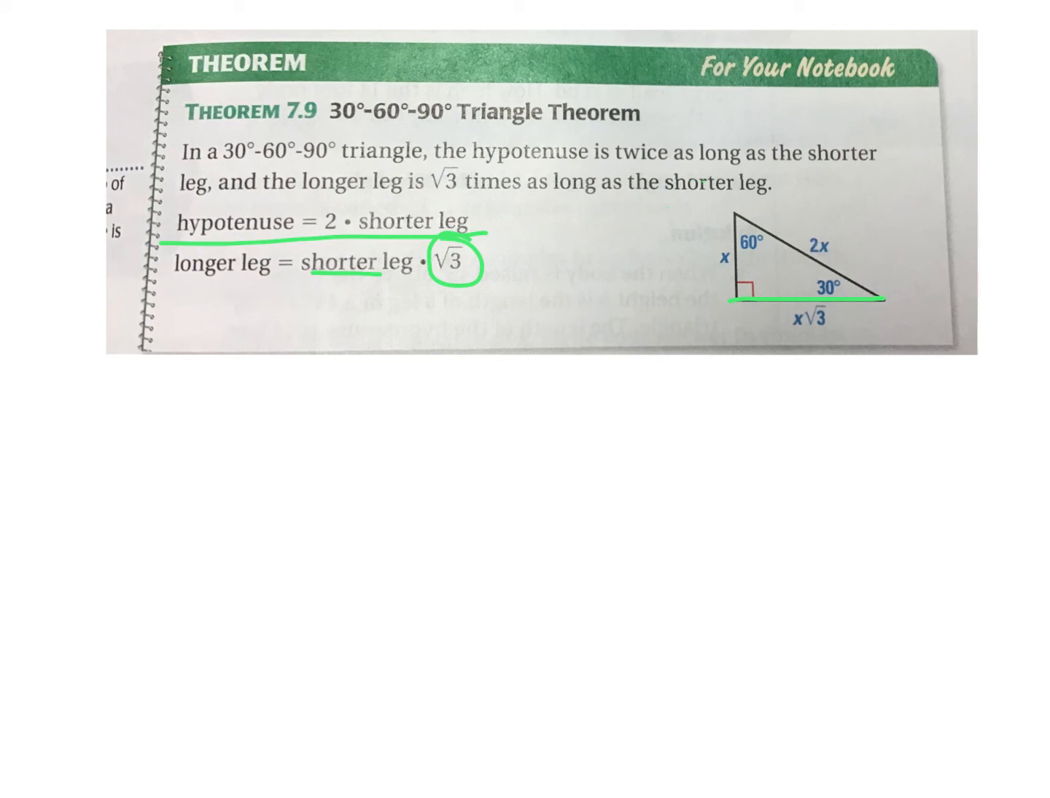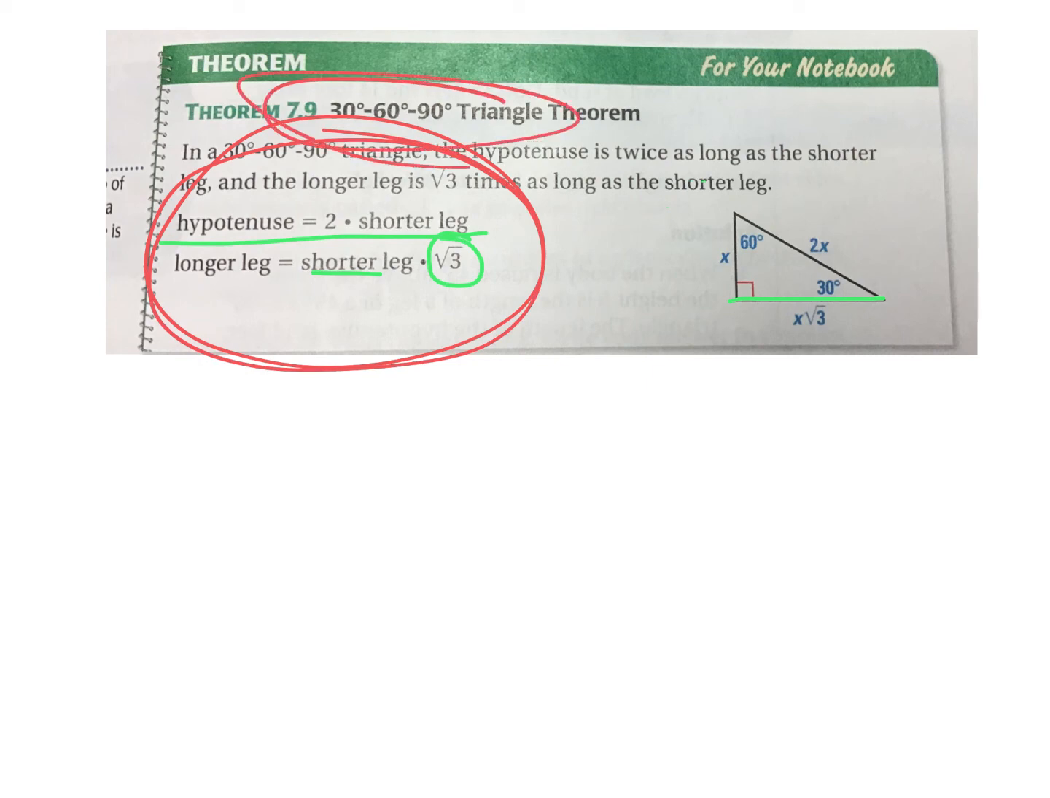Okay, so these two formulas you need to have in your journals because they're going to help you throughout this whole thing. And then make sure you label it 30-60-90 triangle. Okay? Let's do it.